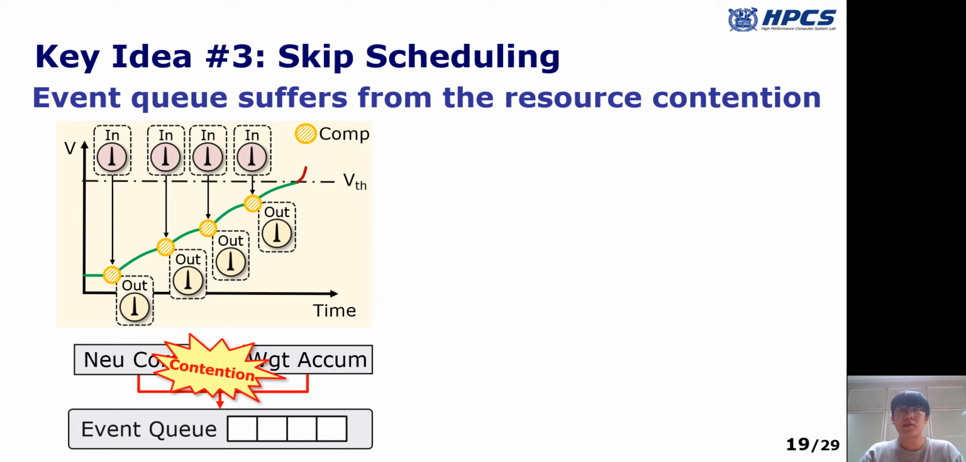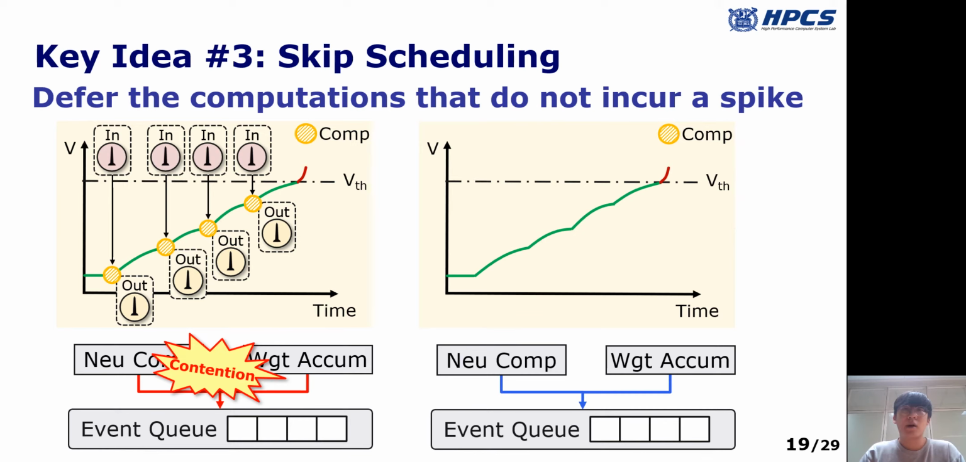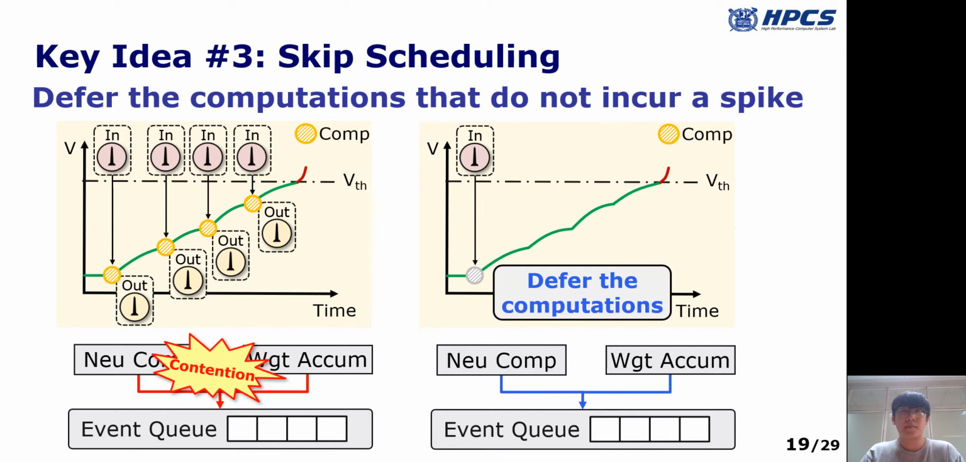As both computations require event scheduling, the event queue suffers from resource contention, and therefore they cannot be parallelized. Our key idea is to defer the computations that do not incur an output spike. In this case, the neuron is not expected to fire a spike after receiving the first in-event. Then, the simulator defers the computation. As the computation is deferred, the simulator does not suffer from the resource contention.